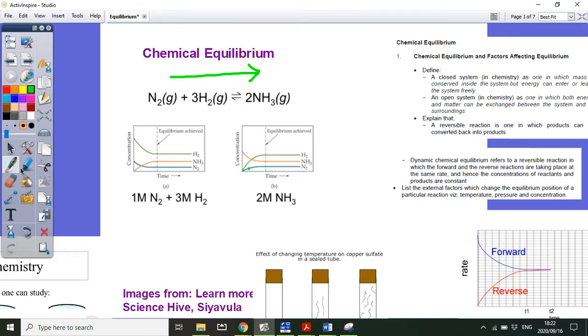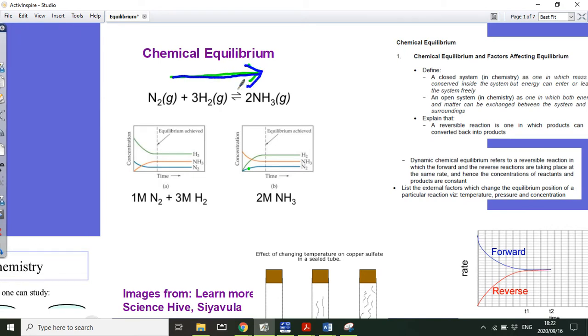So the forward reaction, let me just use the colors there. Let's say this is the forward reaction. So if I place this in a container in the beginning, only the forward reaction will happen. So if you look at these two graphs, the concentration of the H2 and the N2 starts high and I've got nothing of the NH3.